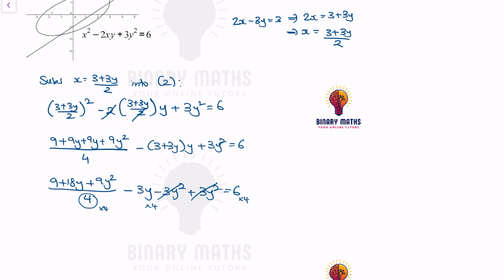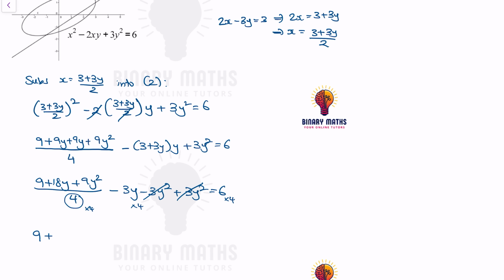So what I end up getting is 9 plus 18y plus 9y squared. Because I've multiplied by 4, I get rid of the denominator. Minus 12y must be equal to 24. Now all I need to do is rearrange it and get everything to one side. So 18y take away 12y gives you 6y squared. So I get 9y squared plus 6y. 9 take away 24 gives me minus 15.